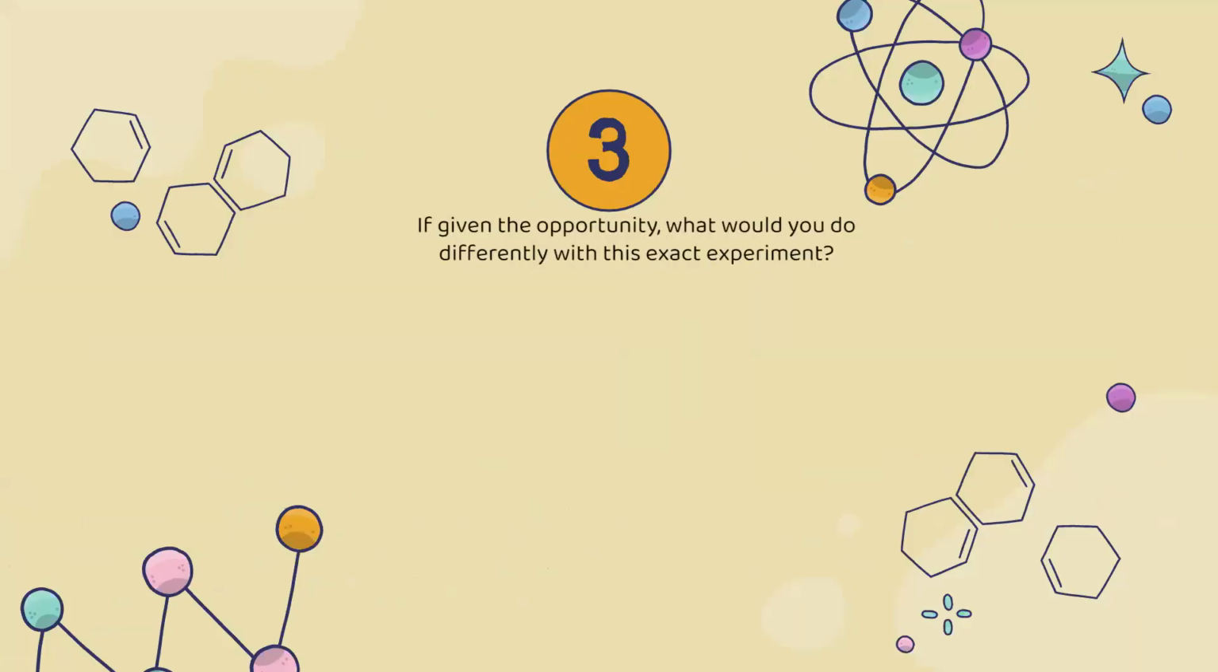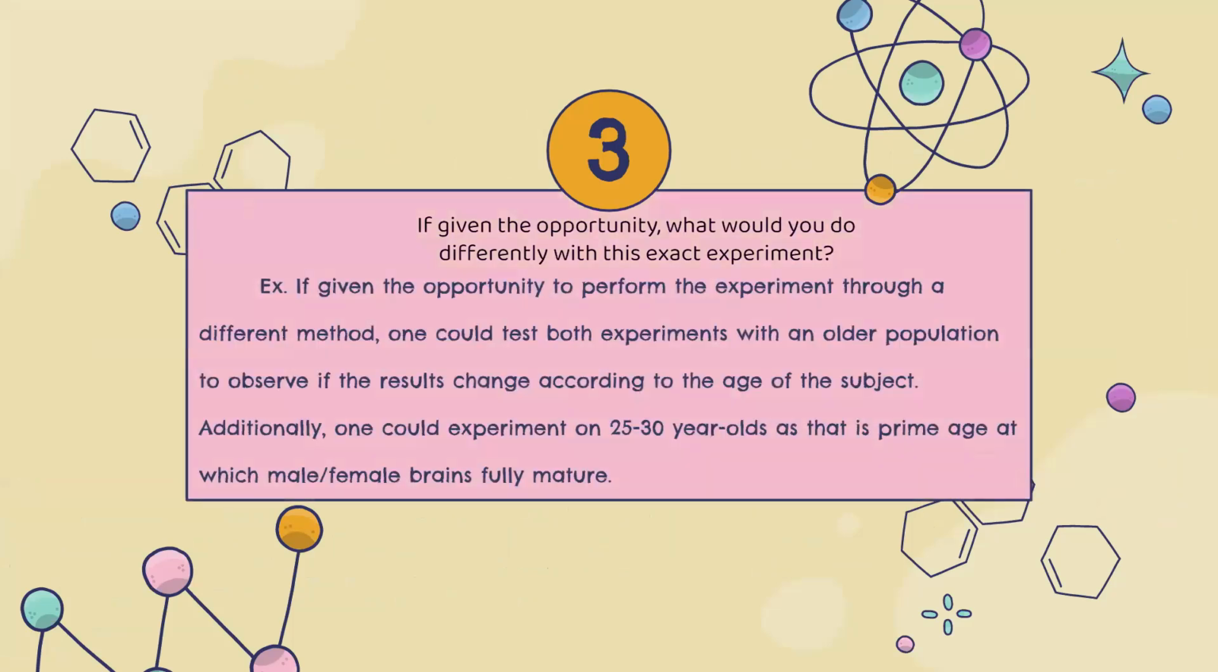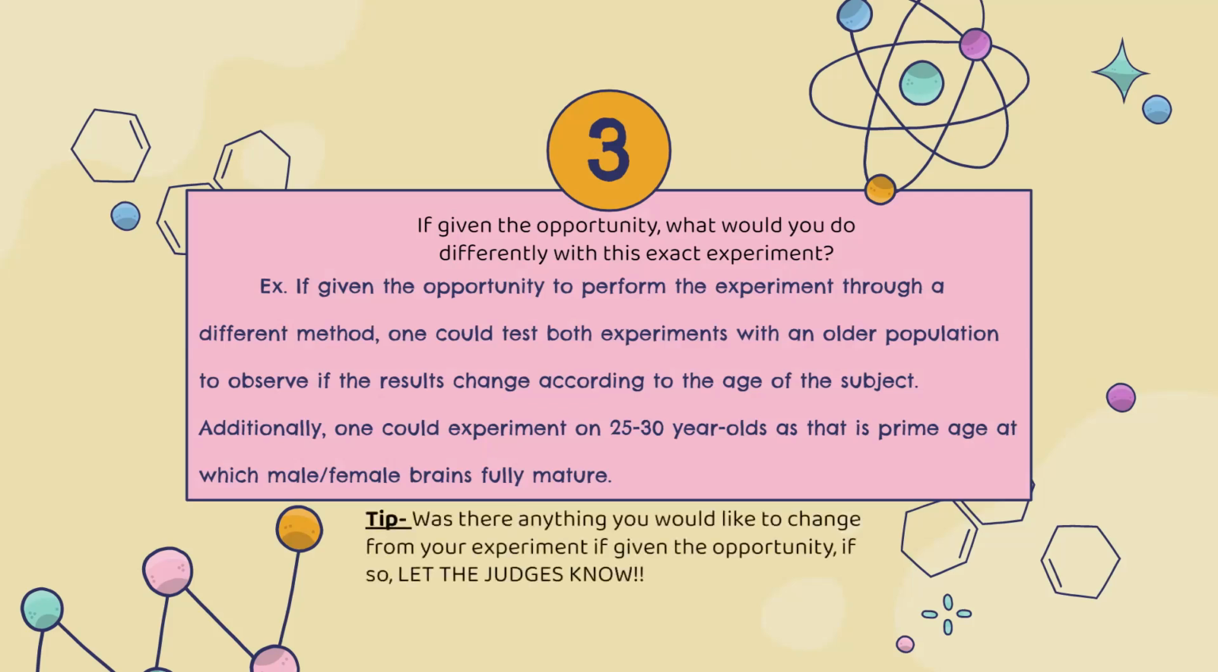The next thing is that you should describe what you could do differently with this exact experiment if you had the opportunity to redo it. So you could change factors such as, in this case, the experimenter changed the age of the population to have an older population undergoing the experiment to see if the age has an impact on the data. And you should definitely write this in your paper and include it in your presentation so that you can let the judges know what you would like to change.